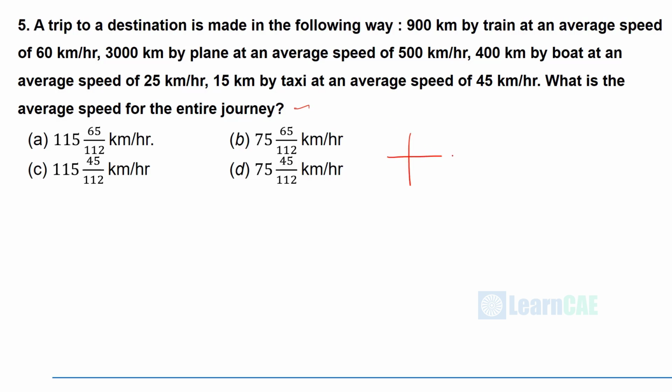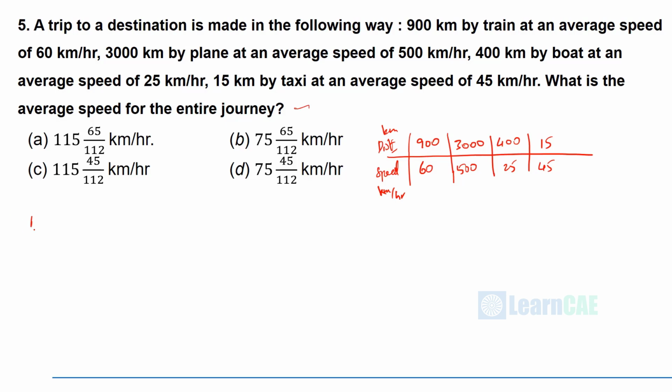Okay. So there are 4 different legs. The first one is by train, that is 900 km. This will be distance and this will be the speed. Speed is 60 km per hour. All are in km per hour unit. The next one is 3000 and this is by 500 km per hour. And the next is 400 km and this is by 25 km per hour. The last one is 15 km at a speed of 45 km per hour. The speed unit is kilometer per hour and the distance unit is kilometer.